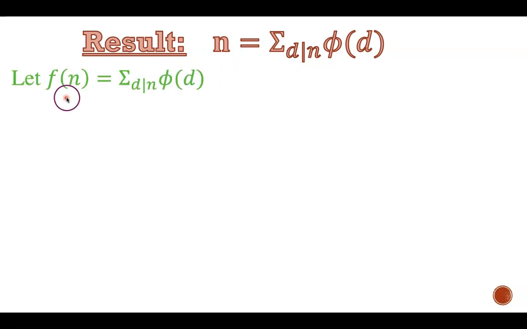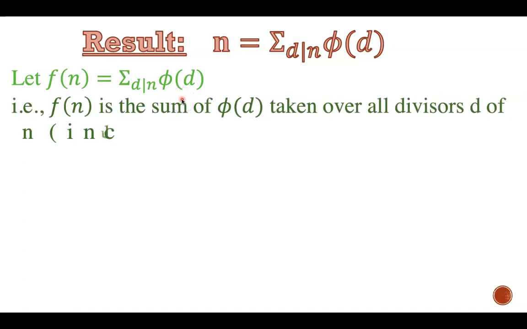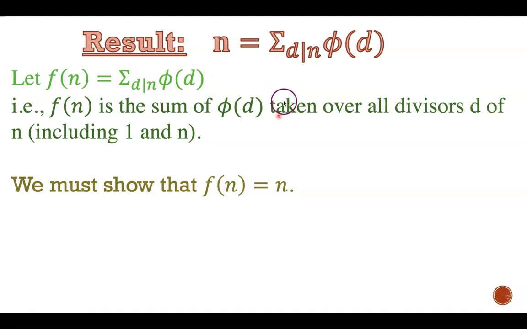So we let f of n be equal to the RHS of our result, and then we can see that f of n is in fact the sum of phi of d taken over all divisors d of n. This means that we will be including the divisors 1 and n, the trivial divisors of n, as well. So in this sum we will be adding phi of 1 and phi of n as well. Now we have to show that f of n, that is the RHS of this equation, is equal to n.